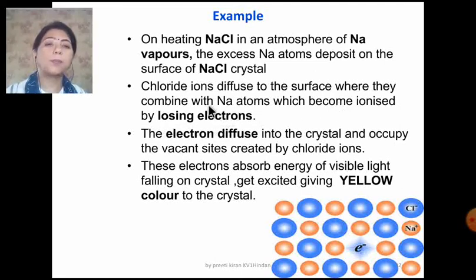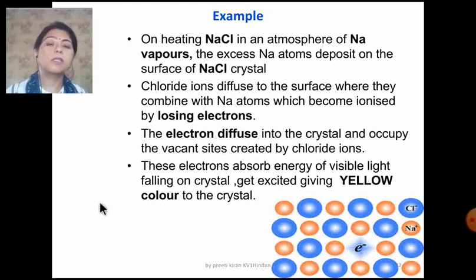The chloride ions have diffused to the surface, and the sodium atoms change into sodium ions by losing the electron. Now this electron diffuses into the crystal and occupies the vacant site created by the chloride ion. And this is the F center. These electrons absorb energy of the visible light falling on the crystal and get excited, giving yellow color to the crystal. We were taking the example of NaCl, so the color of the NaCl comes out to be yellow.